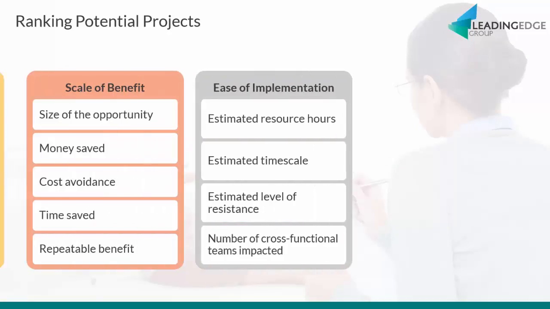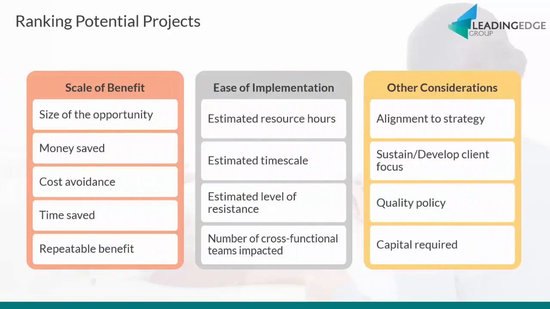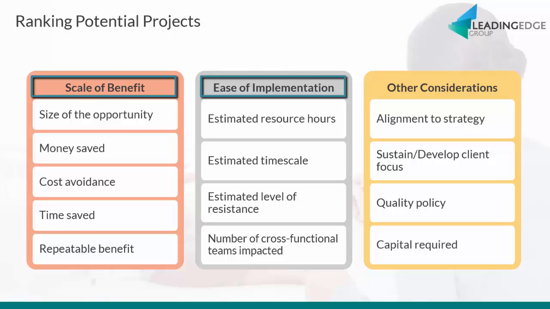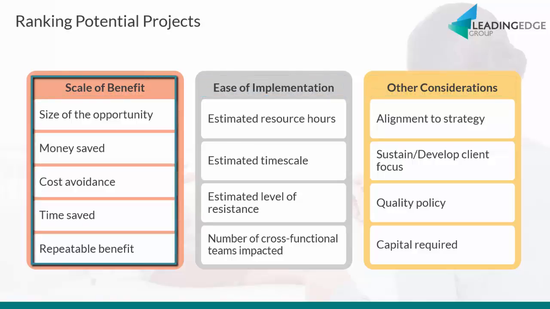So when we're ranking potential projects, you can use different elements or dimensions to help you identify it. In this case, we have 3 examples: the scale of benefit, ease of implementation, and other considerations. Under scale of benefit, we're thinking about the size of the opportunity, or we're looking at the money that is going to be saved, or is there a cost avoidance if we prioritize this project and work on it first? What's the repeatable benefit? These are all examples of the scale.